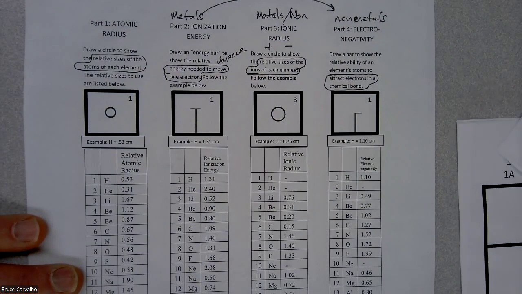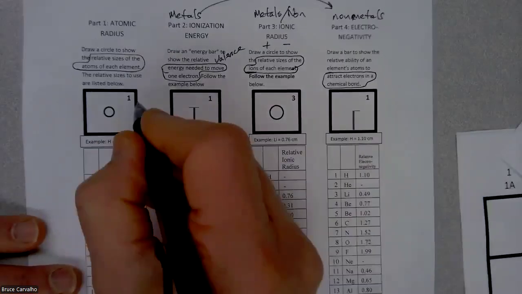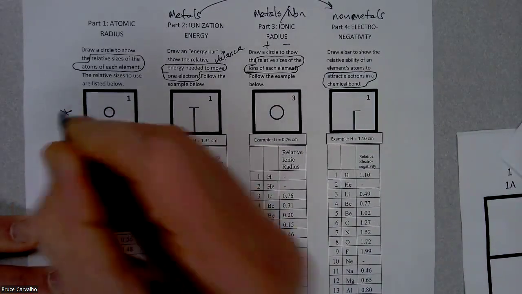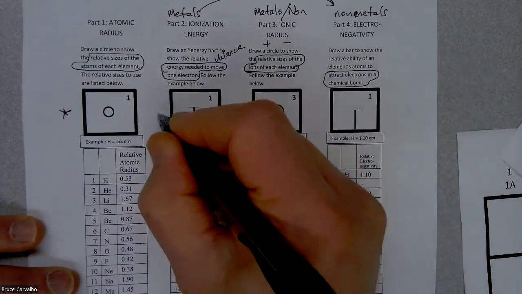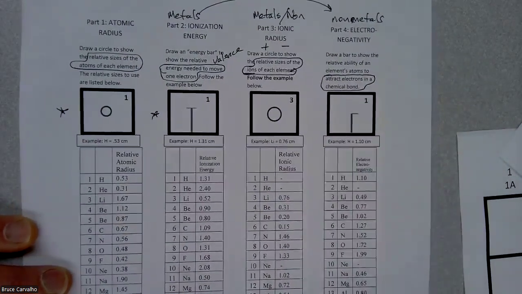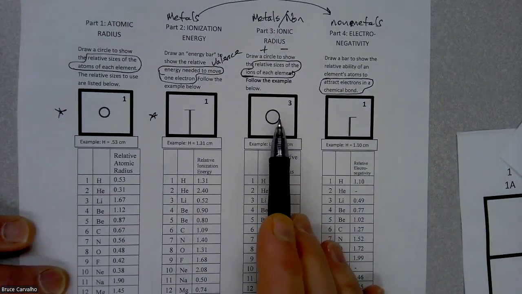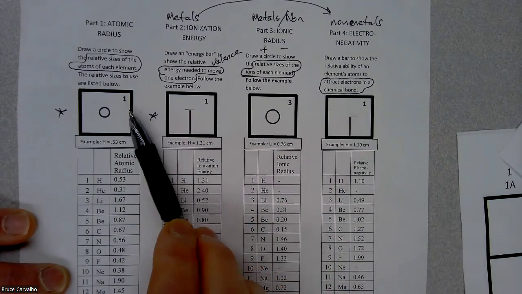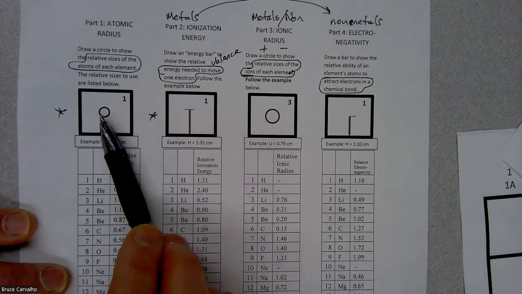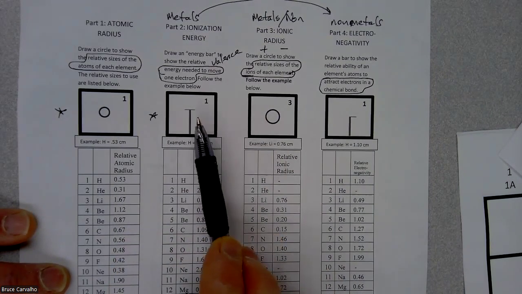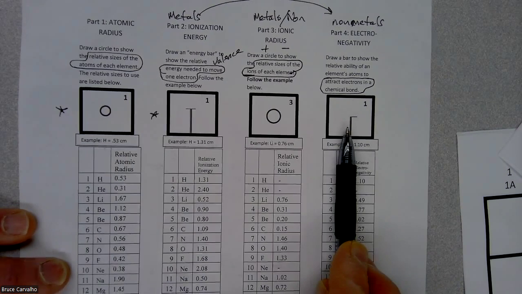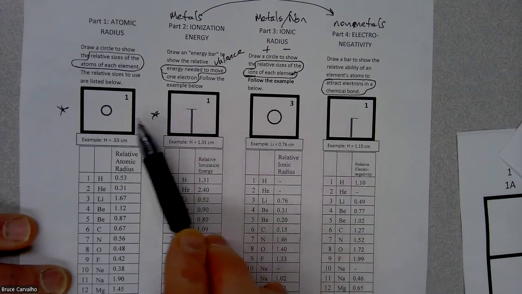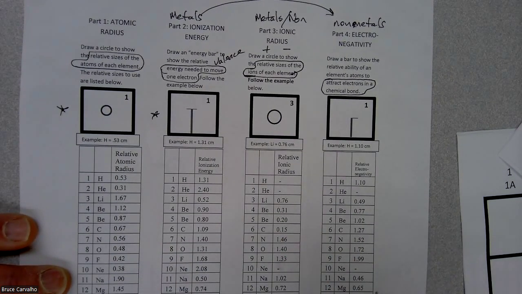I'm going to do two samples. I'm going to do the atomic radius, and I'm going to do the ionization energy. The reason I'm not going to show you the ionic radius and the electronegativity is because the circle versions are exactly the same process. The line versions are also the same process. They're just different properties of the elements, but they're referring to amounts.